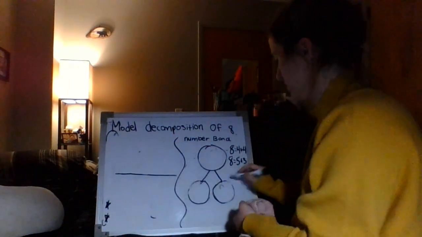Your circles are going to be like my stars I have over here. So you're going to draw 8 circles.